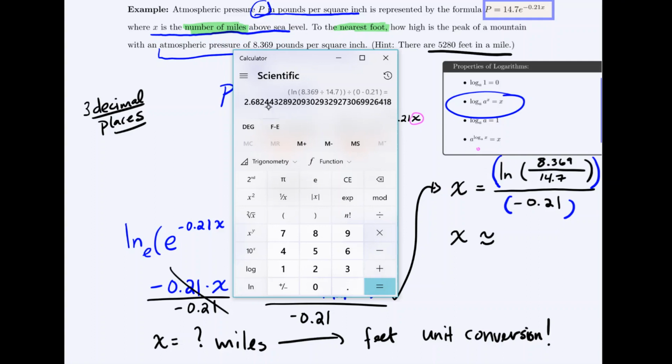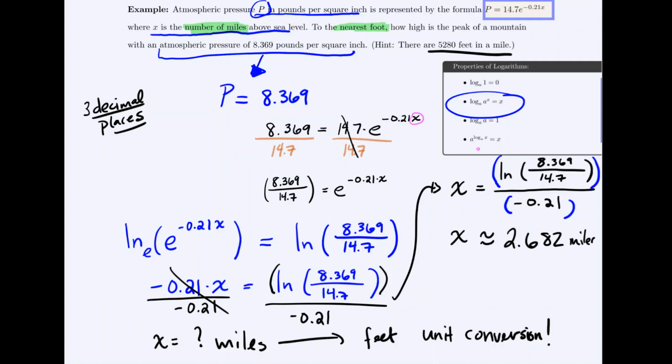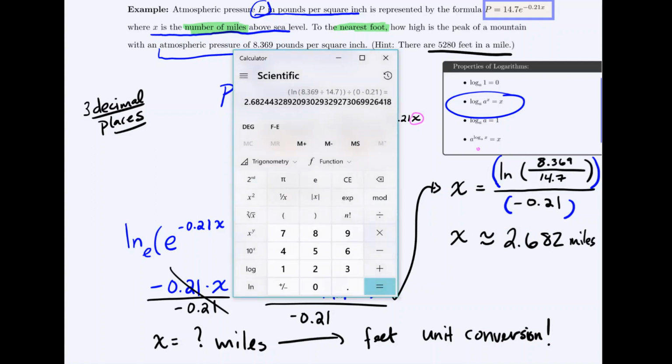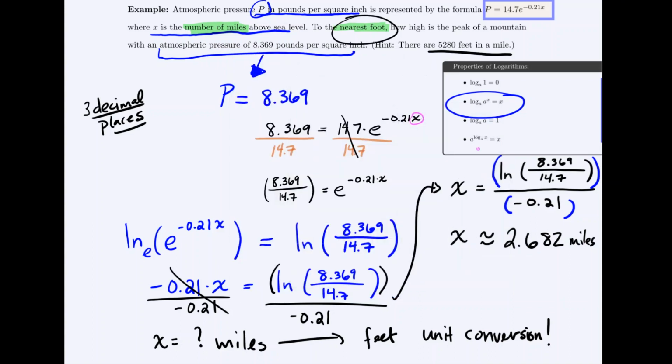Now we're going to round that to 3 decimal places, so 2.682. Looking past the 2 is a 4. Unless it's 5 or greater, it stays the same, so our value is x is about 2.682. And here we need to be careful, x is in miles, so this is in miles. Looking back at the problem, they actually asked for the nearest foot. So we've almost finished the problem, but there's a little bit more that needs to be done.